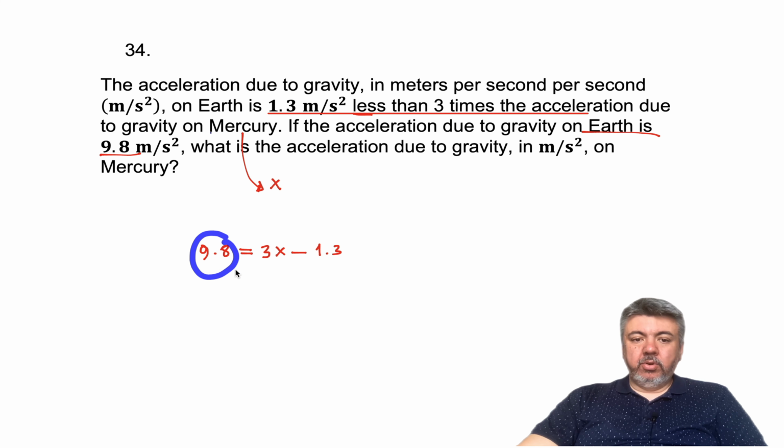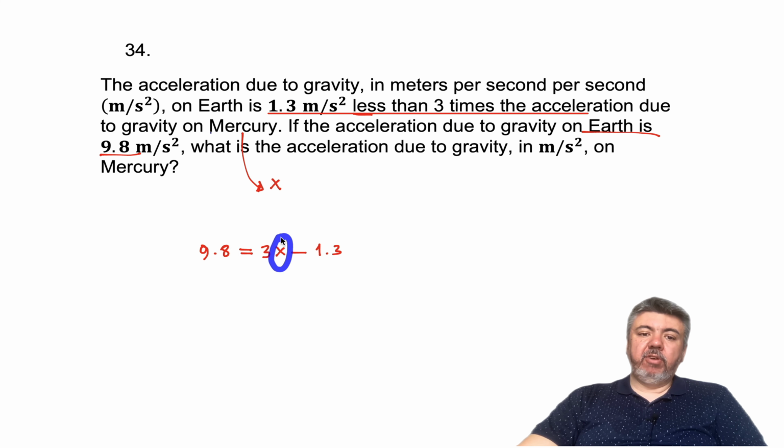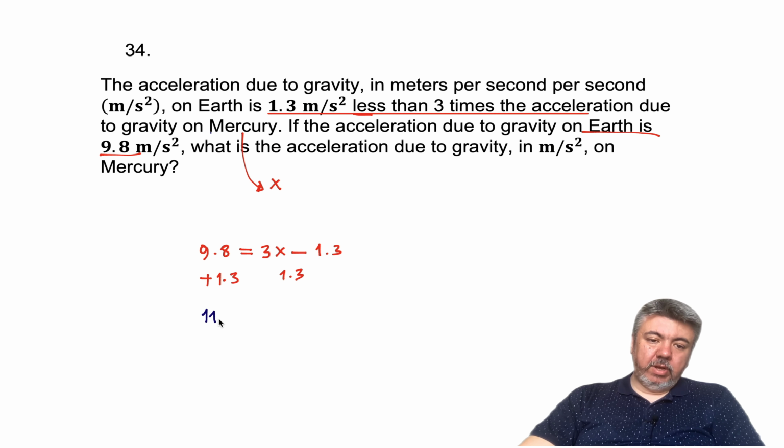Acceleration due to gravity on Earth is 3 times that of the Mercury minus 1.3. How do we solve it? Add 1.3 both sides. So it will be 11 plus 1, 11.1, sorry, equals 3x. Divide by 3 both sides, 3.7 equals x.